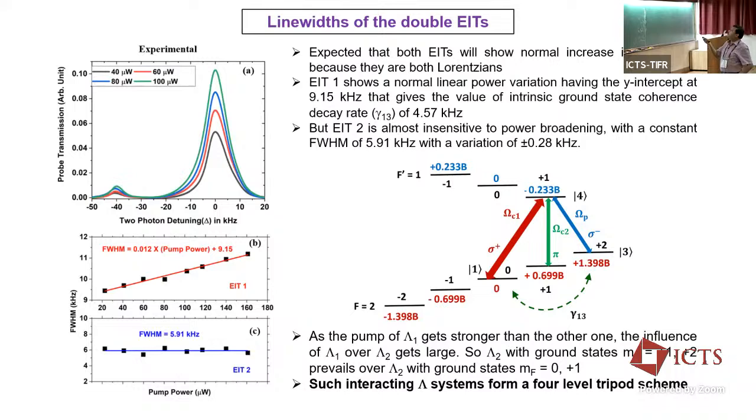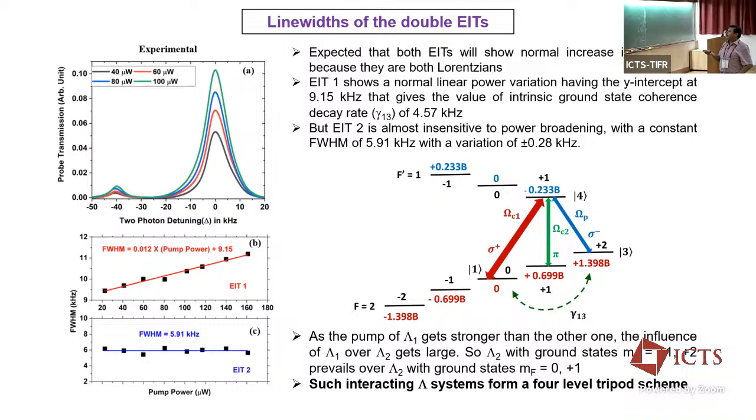EIT1 shows a normal linear power variation, having a y-intercept at 9.15 kilohertz. So if there is no pump power, you get an intercept of 9.15 kilohertz, and this value comes very close to the intrinsic ground state coherence decay rate, which is like 4.57. The absolute coherence decay rate is a bit lower than that, but you have inhomogeneity, so at least half of this is your coherence decay rate, and some publications have said that you can go close to 4.